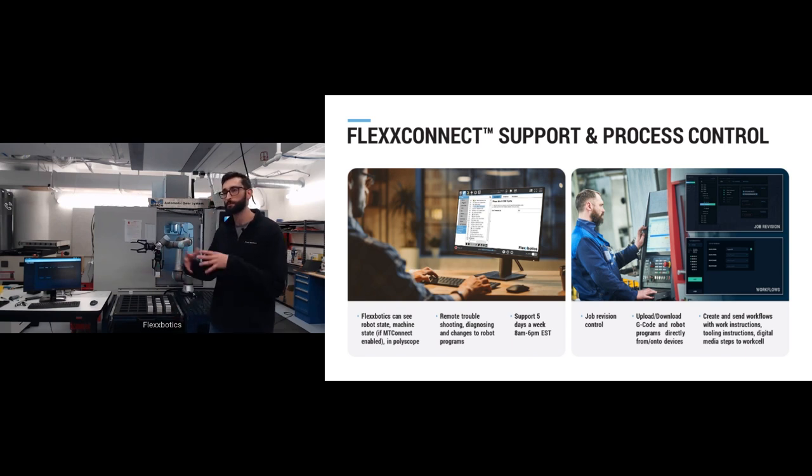And then the second portion of FlexConnect is the process control. It's a job revision control setup for you. It allows you to take all the information from your job, your recipe of your job. You have your work instructions, your tooling instructions, your G-code programs, your robot programs. We provide the ability to do digital media steps so you can take photos and videos. We do that on site when we do the implementation, so you have those jobs built for you with all the media, but you can add new media for yourself.